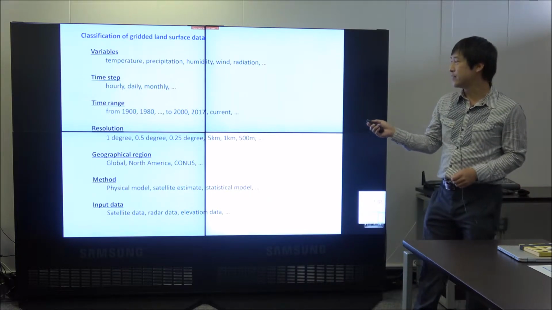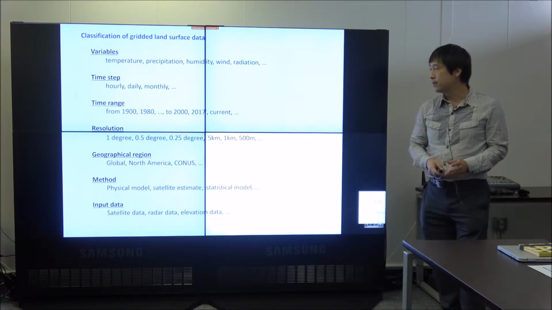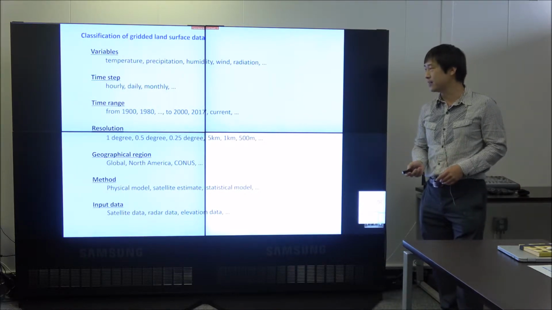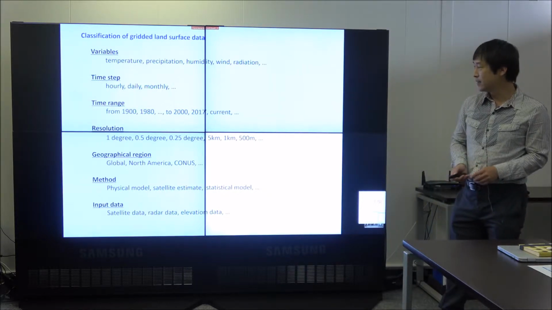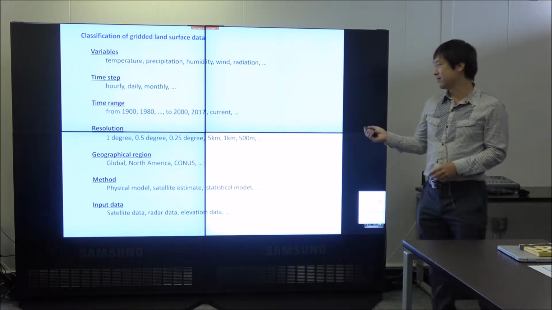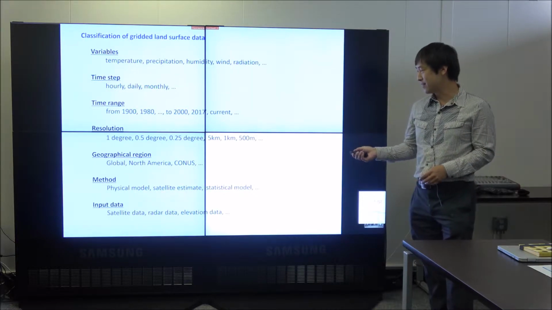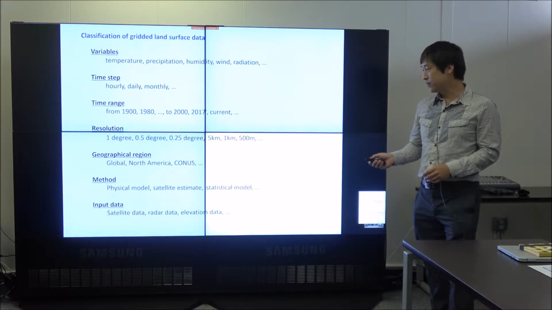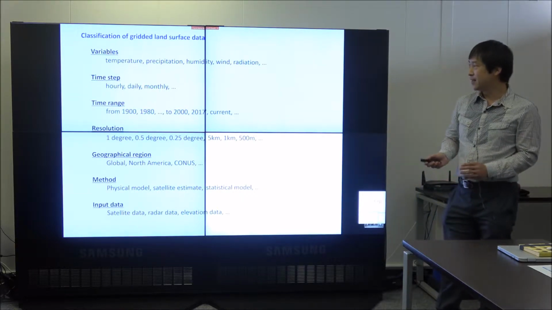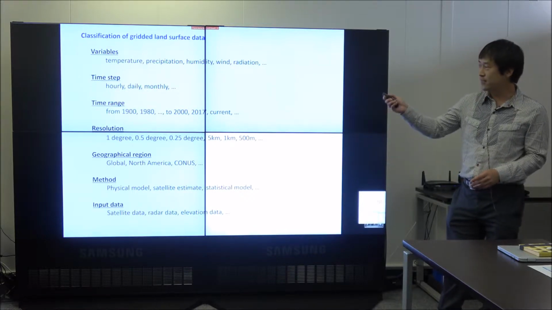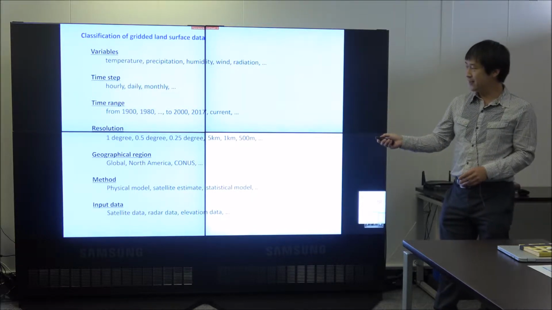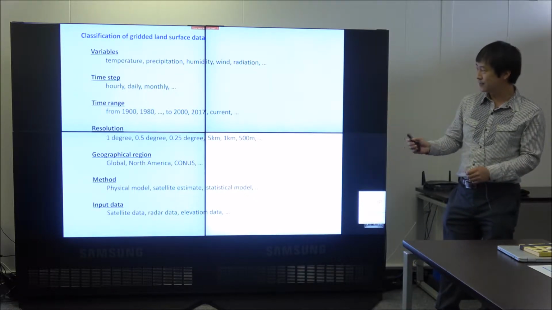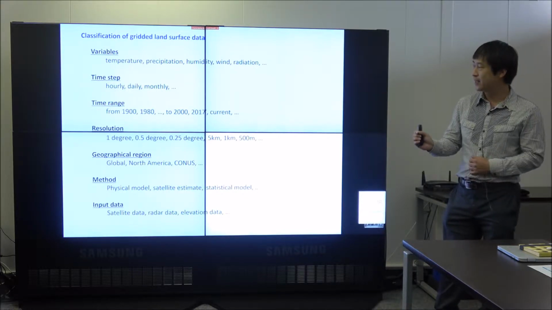Time step can be hourly, daily, monthly, and the time range can be from 1998 to current, real-time data. Then resolution, and the geographical region, such as North America, CONUS. The method can be a physical model, a satellite model, or a statistical model. And the input data can be satellite, radar, elevation, whatever. If we pick one from each of them, we have many combinations, but the combinations that give the data we need are very few.